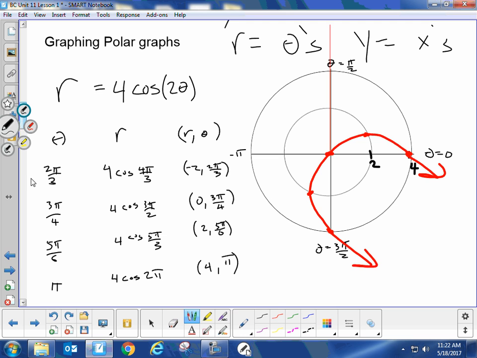All right. Okay, so watch what happens. I go to 2 pi over 3, and I don't keep going out. I come back in. 2 pi over 3, negative 2. 3 pi over 4, 0. 5 pi over 6, back to being positive. Pi, positive 4.